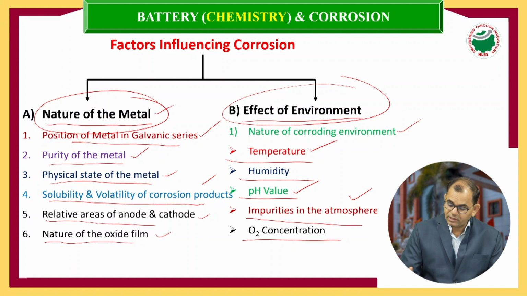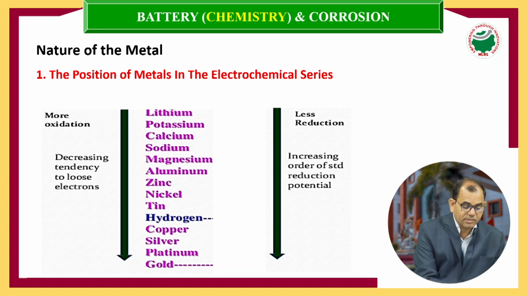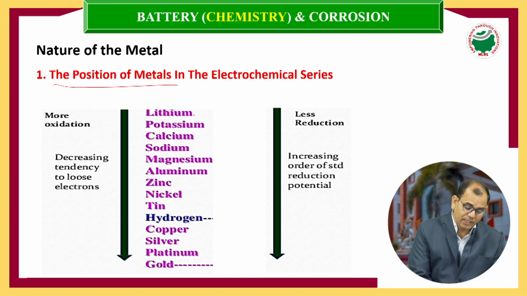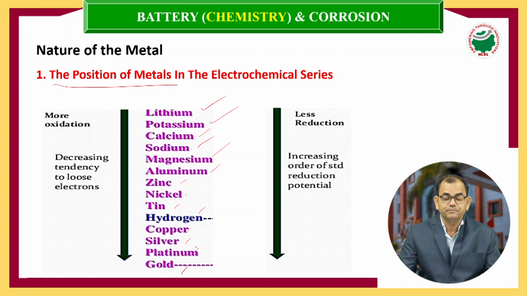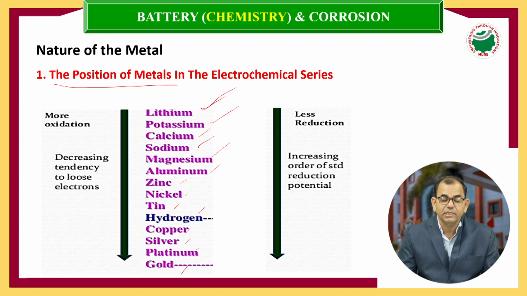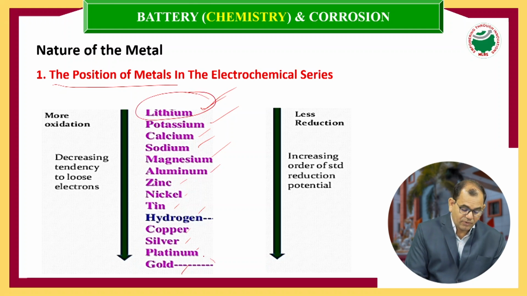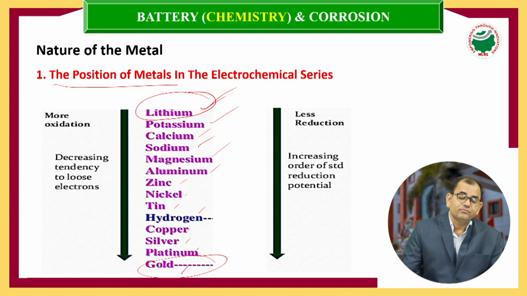We will see these details now. First is the nature of the metal, and in that subcategory, the first one is the position of the metal in the electrochemical series. Here we can see lithium, potassium, calcium, sodium, magnesium, aluminum, zinc, nickel, tin, hydrogen, copper, silver, platinum, gold. These are some of the metals in the electrochemical series. For the first element, lithium, the corrosion rate is high, whereas for gold, at the bottom, it is low. Why?